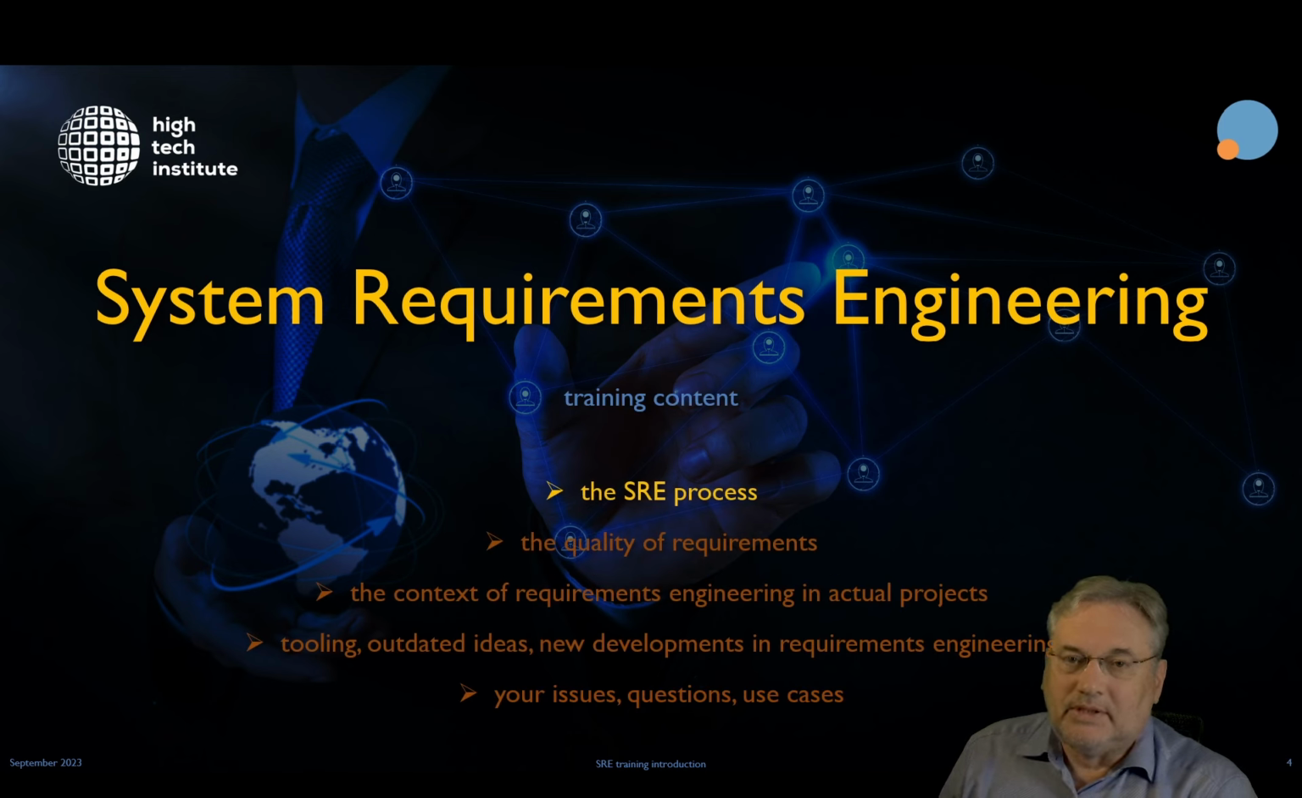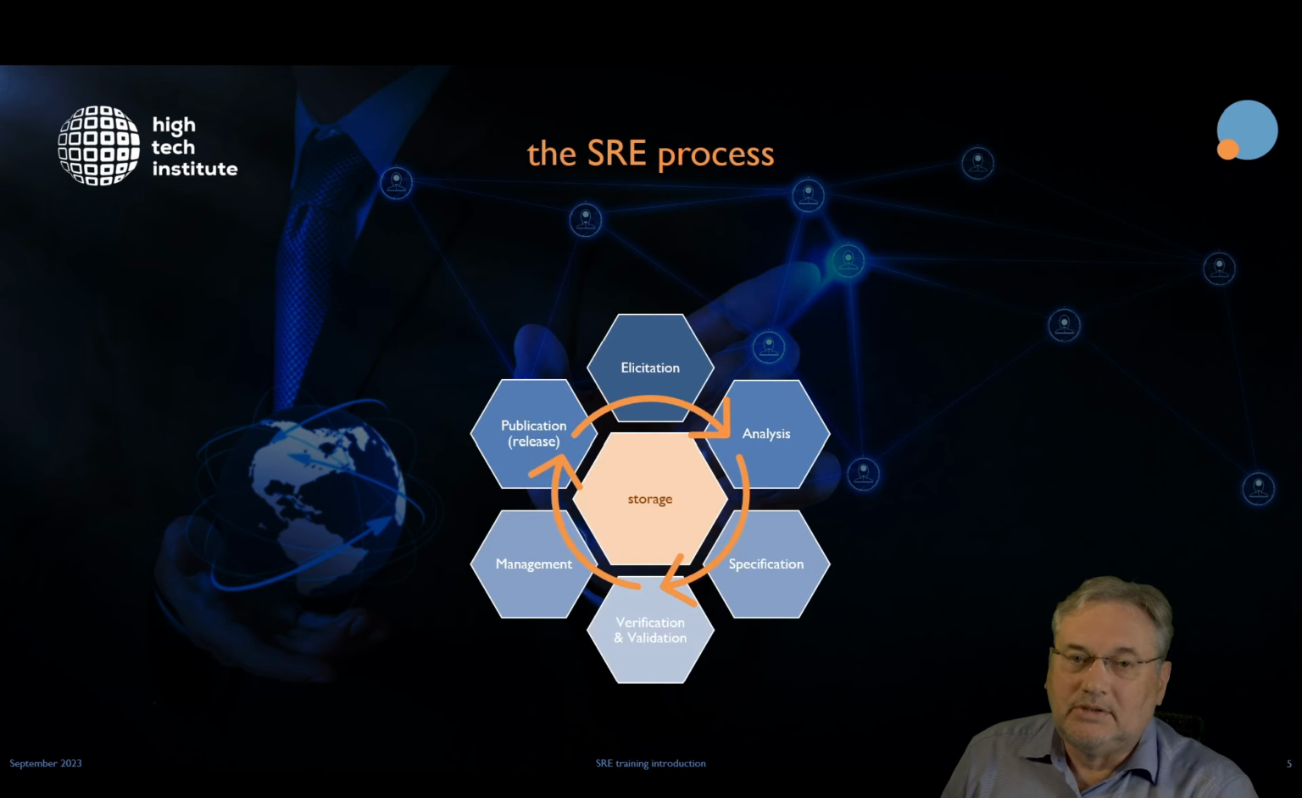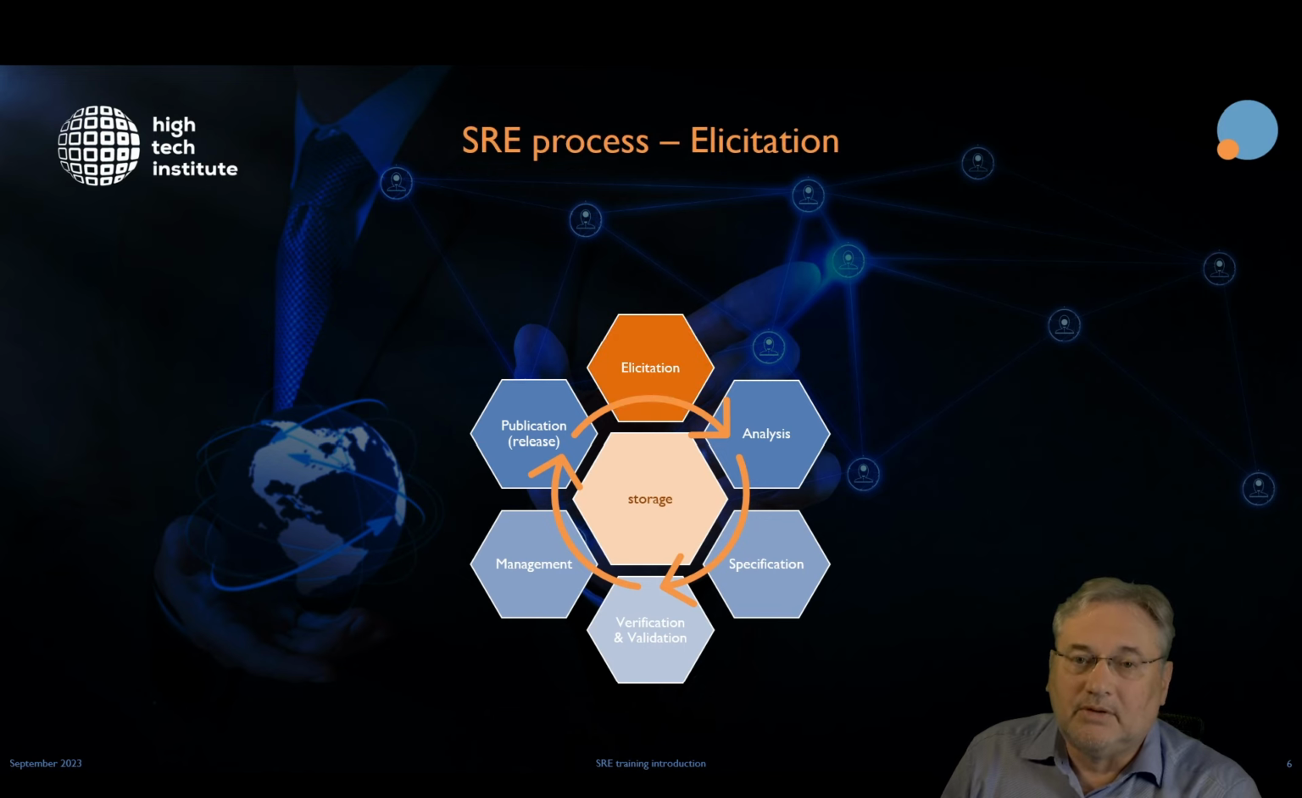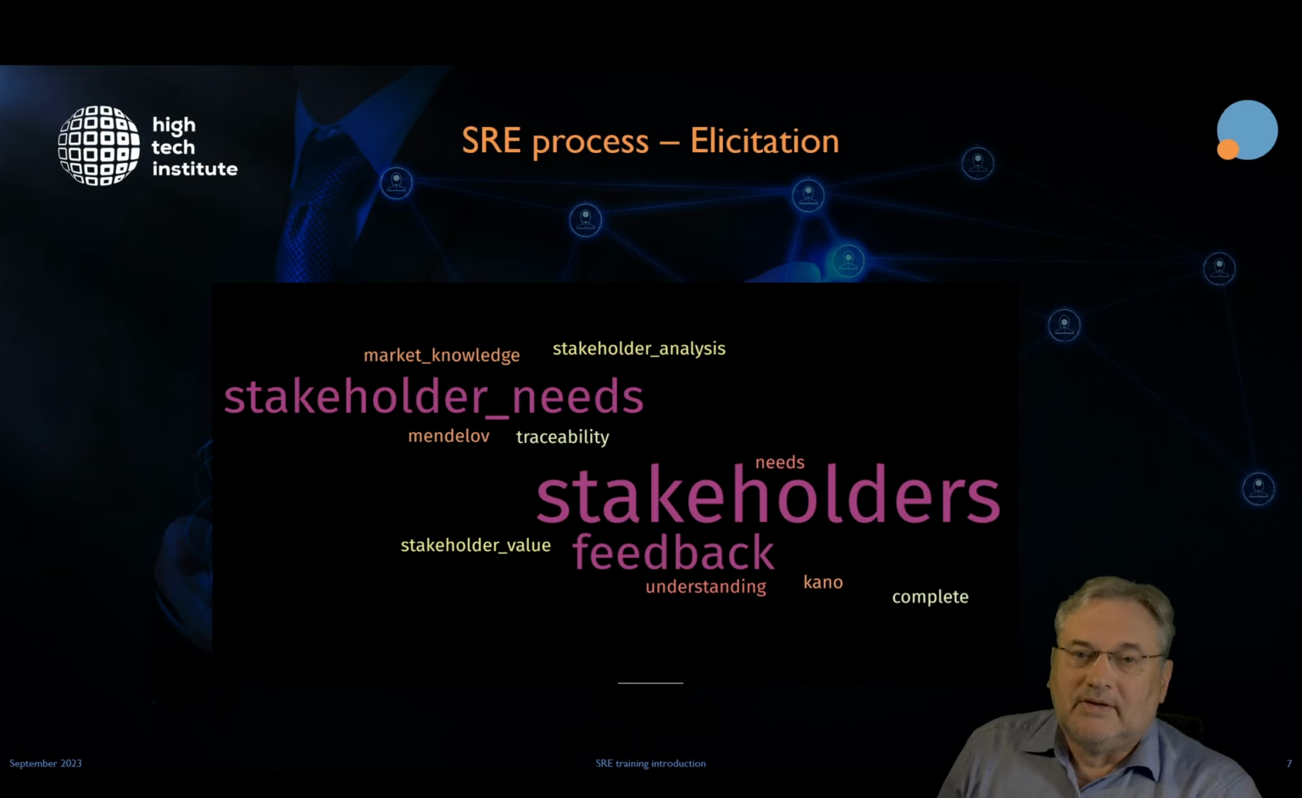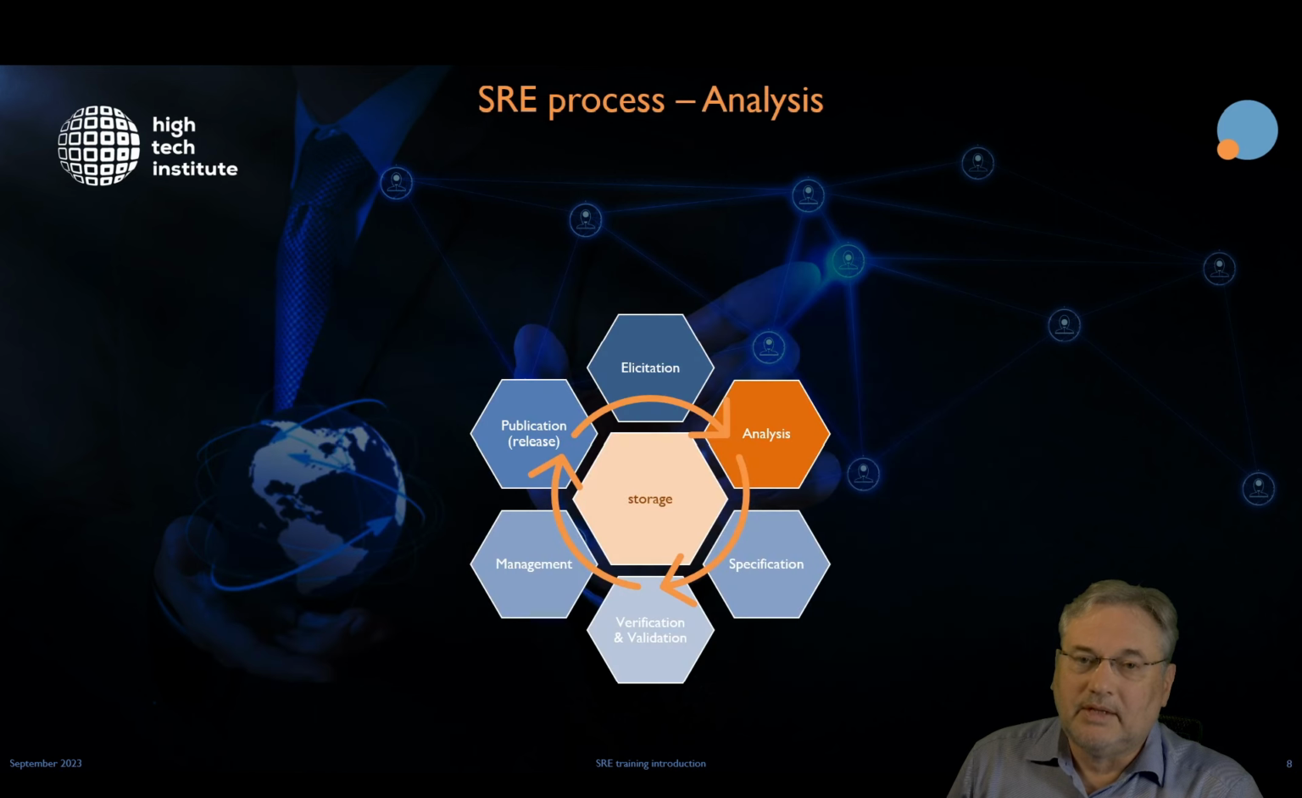We start with looking at the requirements engineering process, and as you can see it's a cyclic process, and we start with something called elicitation. Elicitation is all about finding your stakeholders, making sure you have all your stakeholder needs in view and you understand what their needs are. Second step is the analysis.